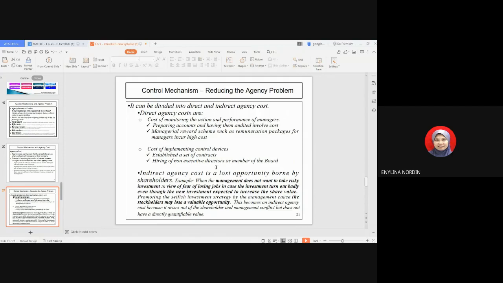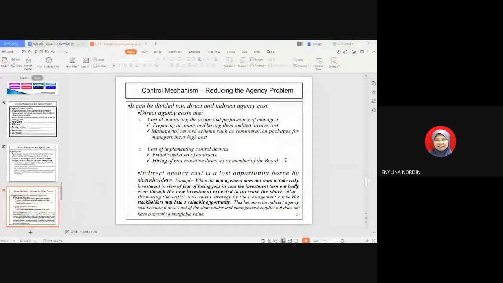And then the next one, to monitor the managers' activities or performance by establishing a set of contracts between shareholders and managers. They make a clause or terms in the contract on what should be done by the managers, what shouldn't be done by the managers, and also by the shareholders. To establish a set of contracts you also need to pay fees to the legal firm. Another cost is hiring non-executive directors as members of the board, who are more independent. By having these non-executive directors, you can make sure that the managers will be performing and working for the sake of the company.